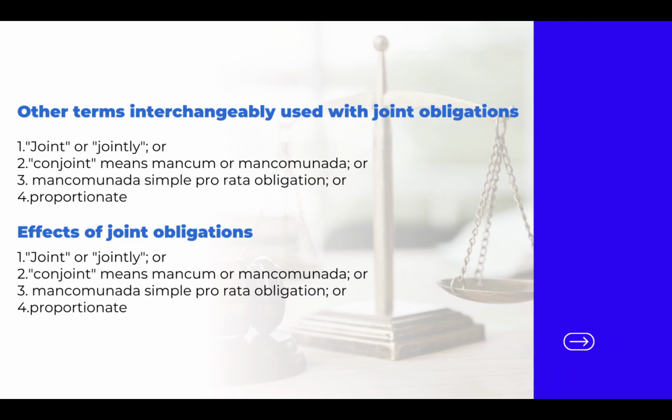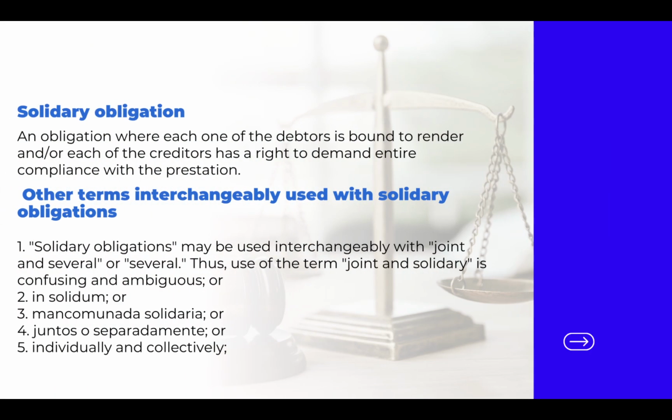Pag joint class, kung gaano karami yung creditor o gaano karami yung debtor, i-divide nyo. Then, yung isa doon will pay or will be obliged up to his proportionate share lang. Okay? Proportionate share lang. Okay? As compared to solidary, siyempre, gawin na lang nating ABC para mas malaman nyo yung difference ng joint and solidary. Kasi sa solidary class, one of the debtors is bound to render and each of the creditors has a right to demand the entire compliance of the prestation.